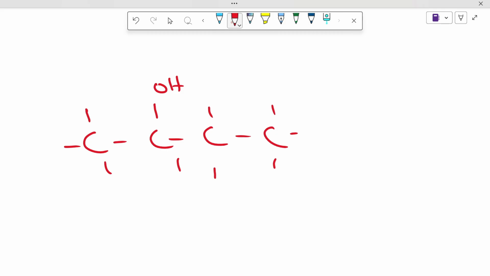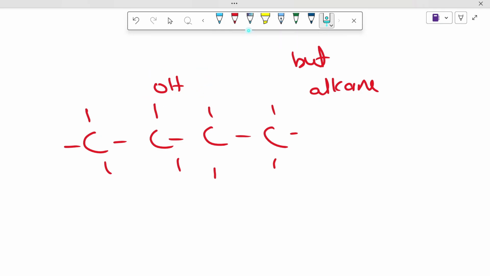Now let's take a look at a few more examples. First of all, we take this. All right, now take a look. How many carbons? 4 carbons, so but. Any double bonds? No, it's an alkane. And do you see any functional groups? Yes, there is a functional group. That's the alcohol functional group.